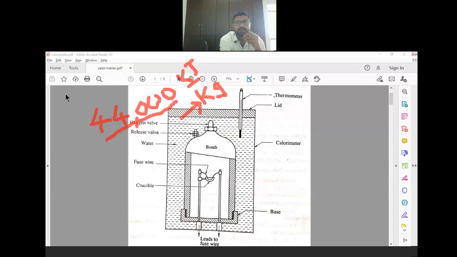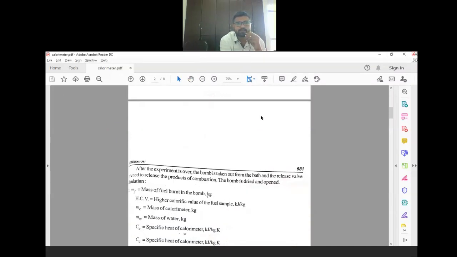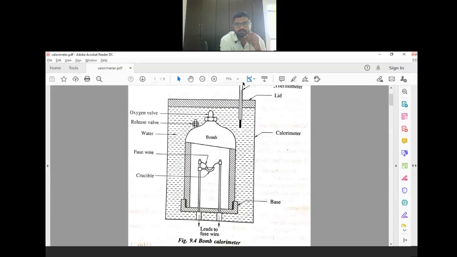To measure calorific value, generally calorimeters are used, and two types of calorimeters are there: bomb calorimeter and Junkers calorimeter. Here you can see the diagram for the bomb calorimeter. First of all we will try to understand the construction. Here you can see one metallic tank, known as the bomb. In there one crucible is there. In the crucible we have to put fuel, solid fuel or liquid fuel, for which we want to measure the calorific value.